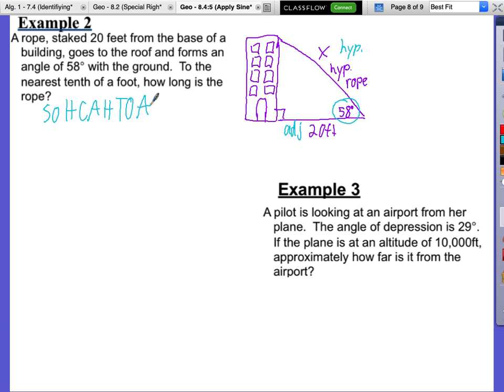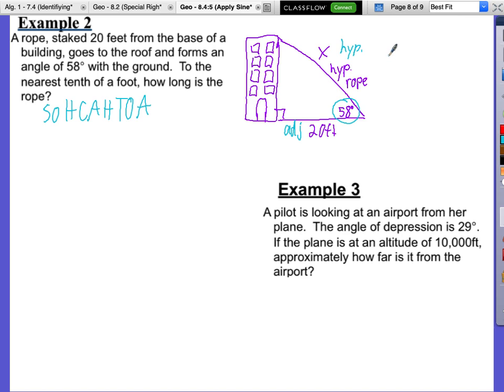We have the adjacent and the hypotenuse. Which of these 3 are we going to use? Sine, cosine, or tangent? Cosine. How do we know it's cosine? Well, we have the adjacent, A, and we have the hypotenuse, H. So that's what we look for. Because we have the adjacent, we need the hypotenuse from this angle.